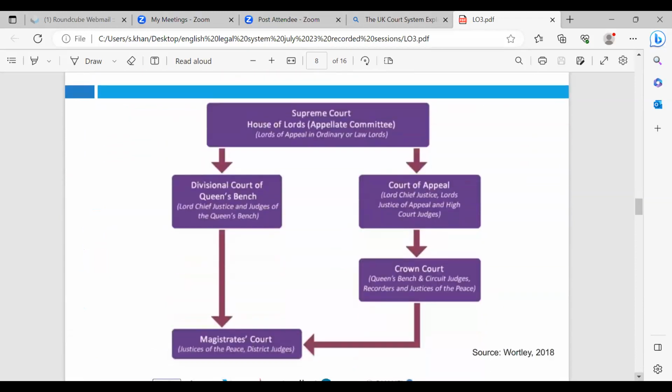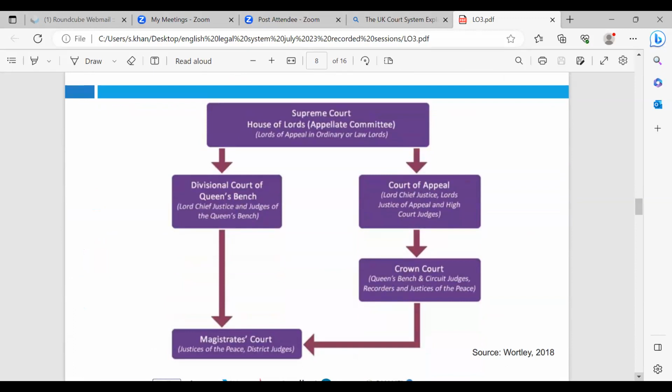So the hierarchy of courts. You've got at the top, as we mentioned, the Supreme Court, the House of Lords, the Appellate Committee, Lords of Appeal in ordinary or law lords. Then we've got the Divisional Court of the Queen's Bench, Lord Chief Justice and the judges of the Queen's Bench. Then you've got the Magistrates Court at the bottom.